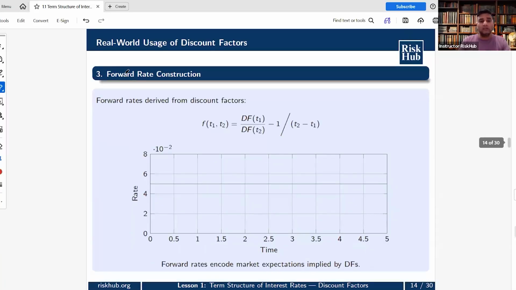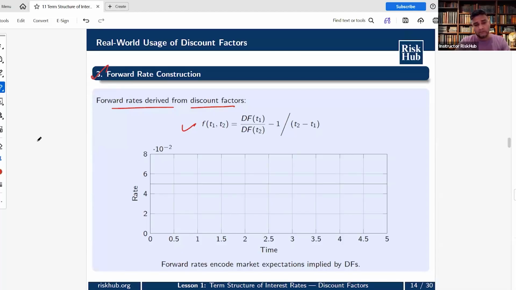Then we go to slide number 14, which is forward rate construction, the forward rate derived from discount factors, given by this formula: f of t1 comma t2 equals open bracket DF of t1 divided by DF of t2 minus 1 close bracket, all divided by t2 minus t1, right? F of t1 comma t2 is a simply compounded forward rate for the period running from t1 to t2. Here t1 is the start date of the forward period, and t2 is the end date.